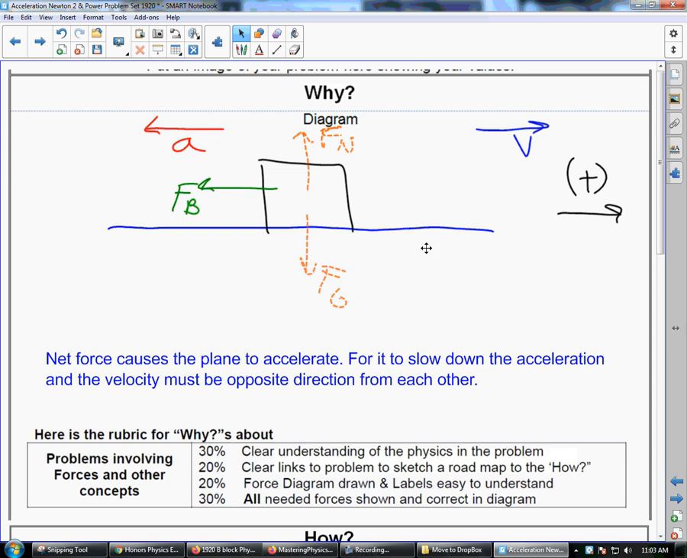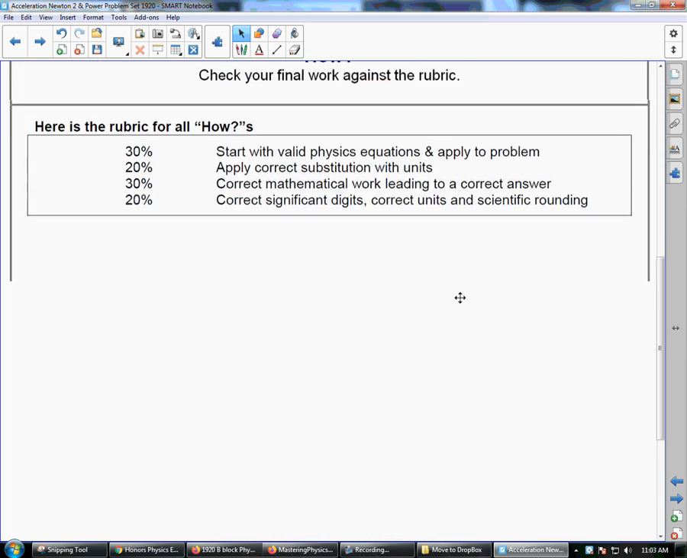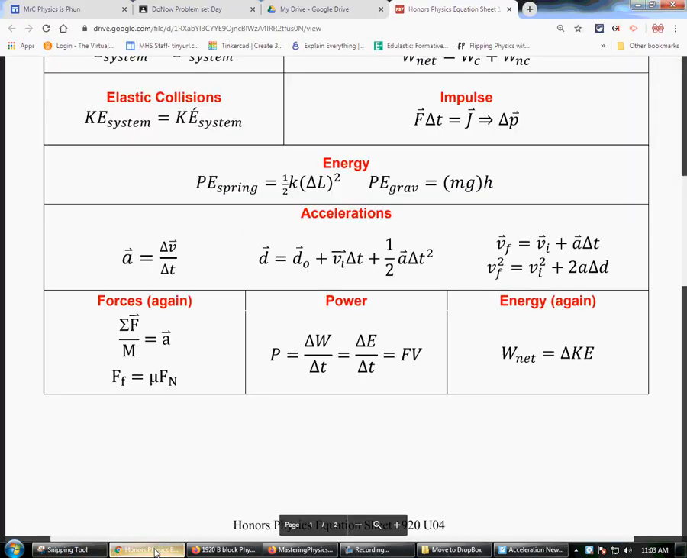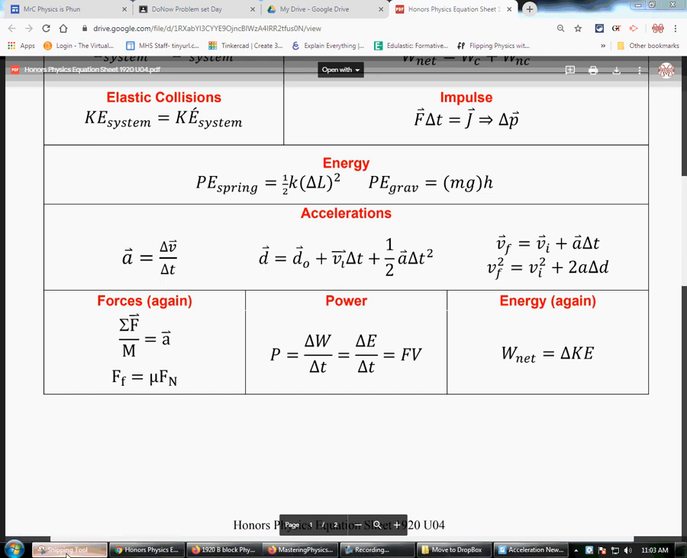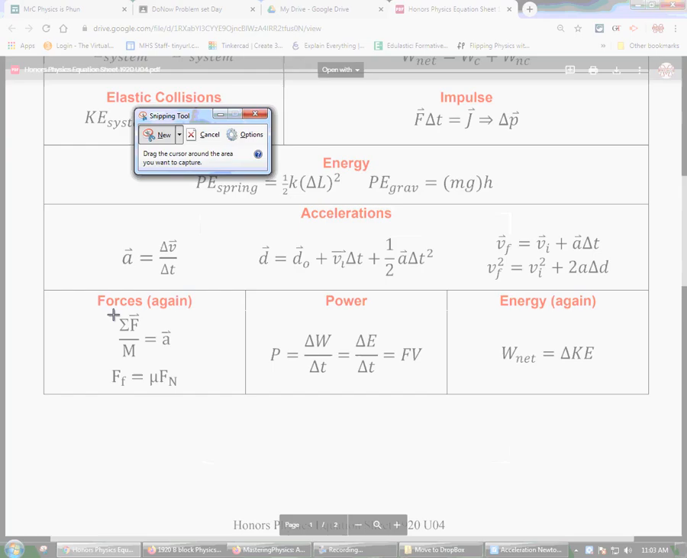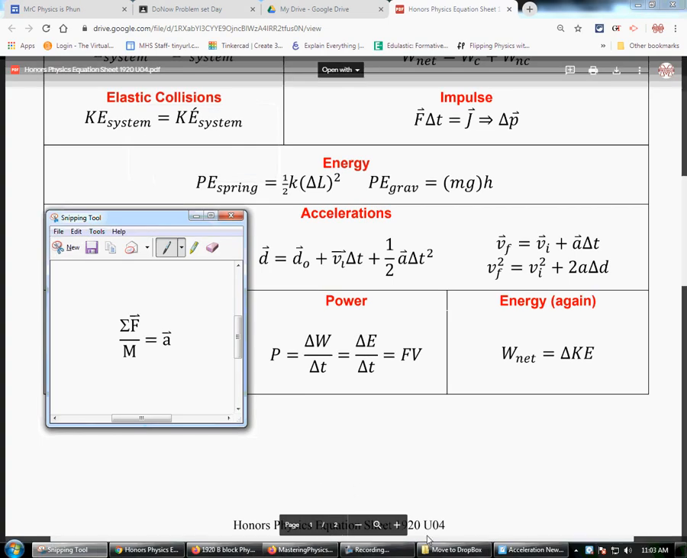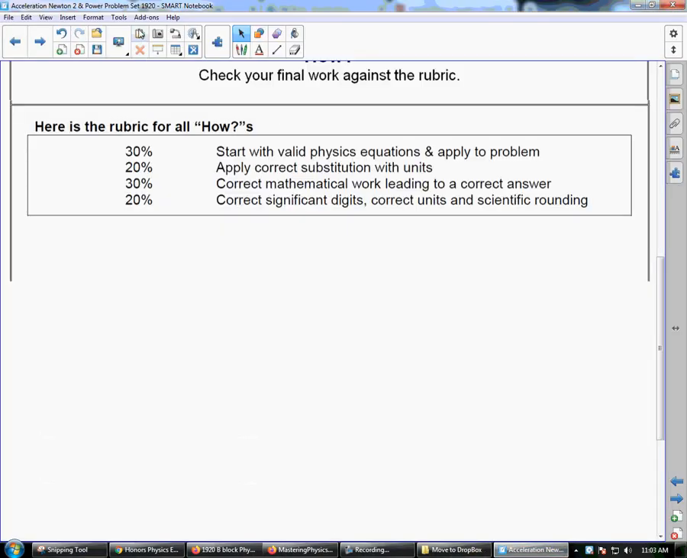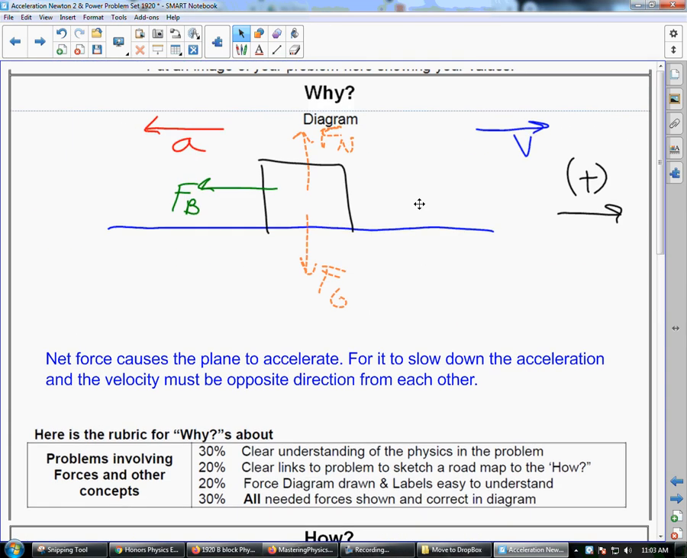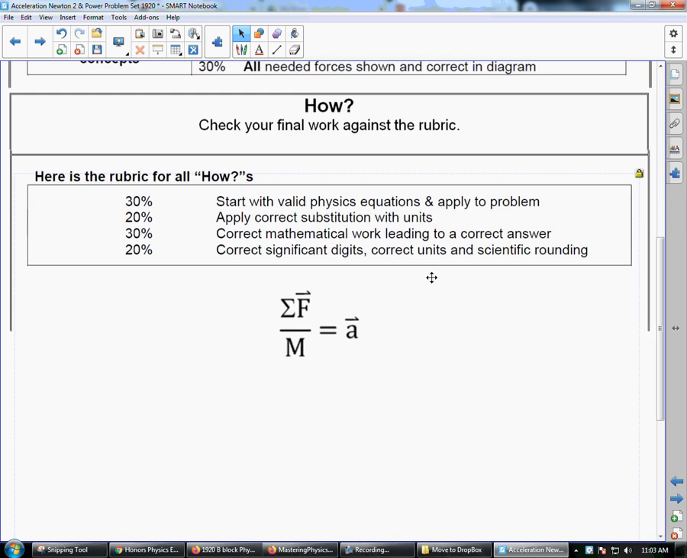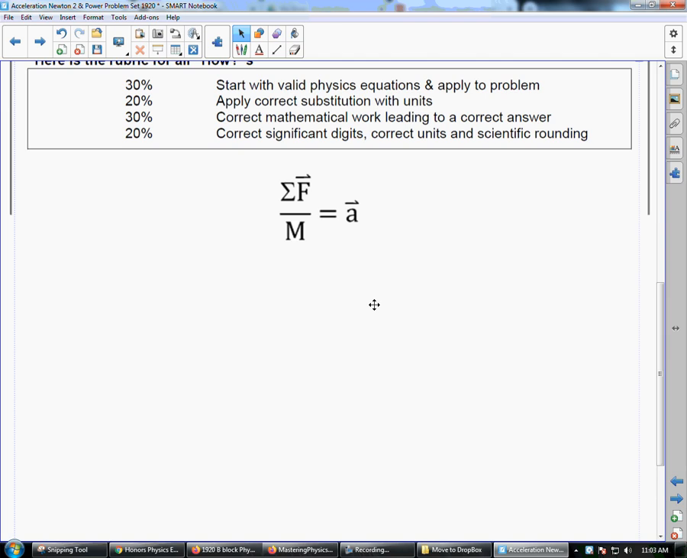Let's scroll down. Now we need our valid physics equation. So I'm looking at force and inertia and acceleration. So I'm going to grab my friend Newton's second law, put that in here, and I only have that one force. That is the net force on it. And I'm expecting that and my acceleration to be in the same direction.